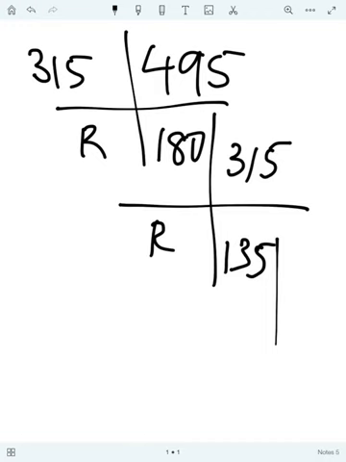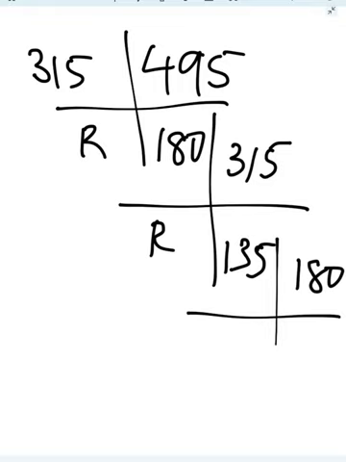Now we will divide 135. So by 135 we will divide 180. So successfully we are dividing by the remainders. Again we will get some remainder. What remainder we will get? 180 minus 135, that is 45.